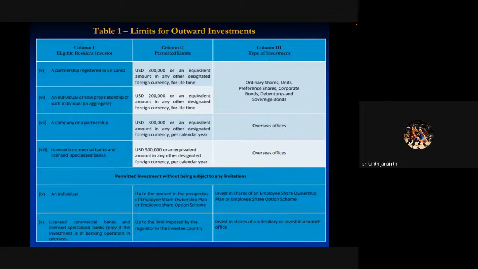So under ownership, the employee need not make any payment, but under the option, they can buy the shares. The Central Bank has given permission to buy the shares, because anyway it will benefit the country. As far as the employee remains in Sri Lanka, all the sale proceeds will come back, right? That is the benefit. Licensed commercial banks and licensed specialized banks are covered only if they are investing in banking.